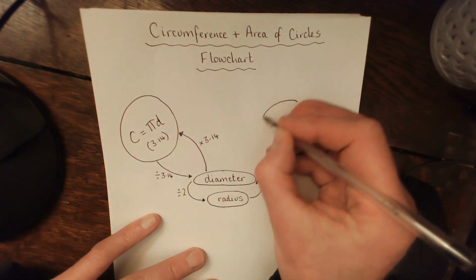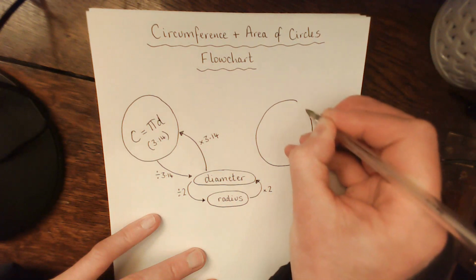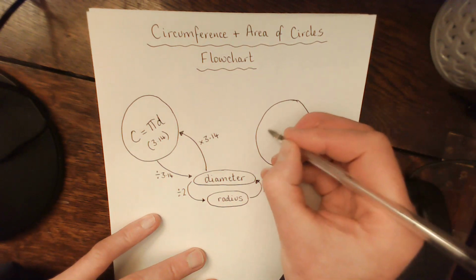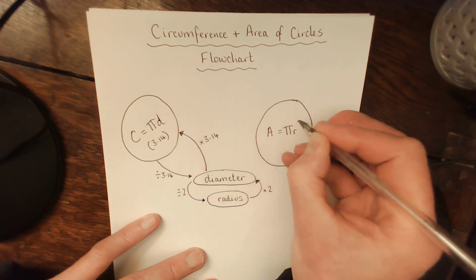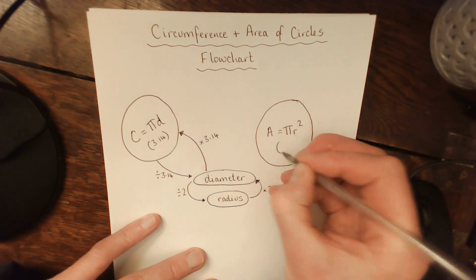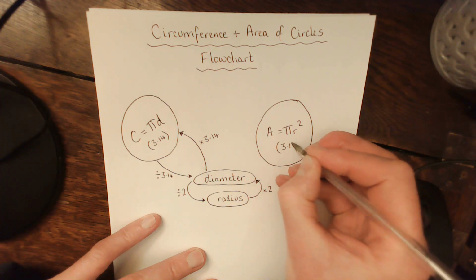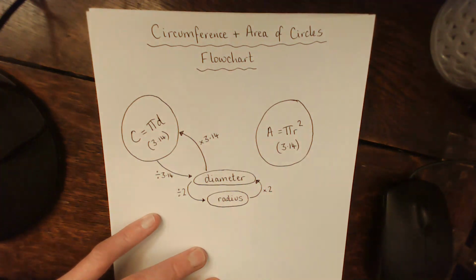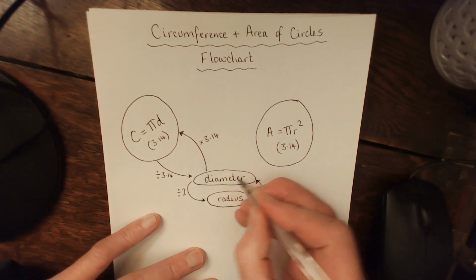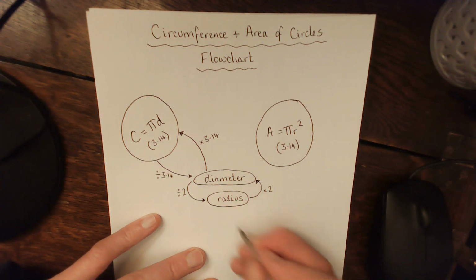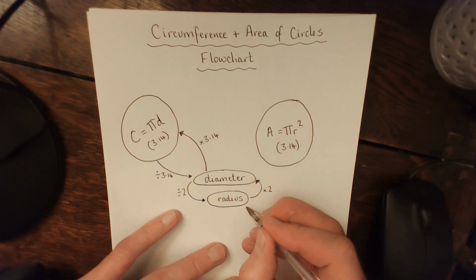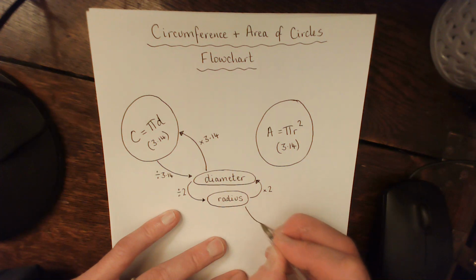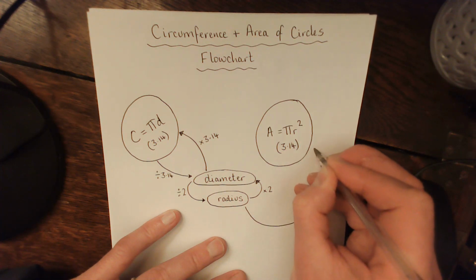On the second side, there we go, another wonderful circle. And this time I'm going to use the area formula, which is pi r squared. And remember, I indicated I'll just use 3.14 again. Now, diameter doesn't join up to area. You have to go through the radius. Radius is in your formula. So here, I'm going to go all the way around there.